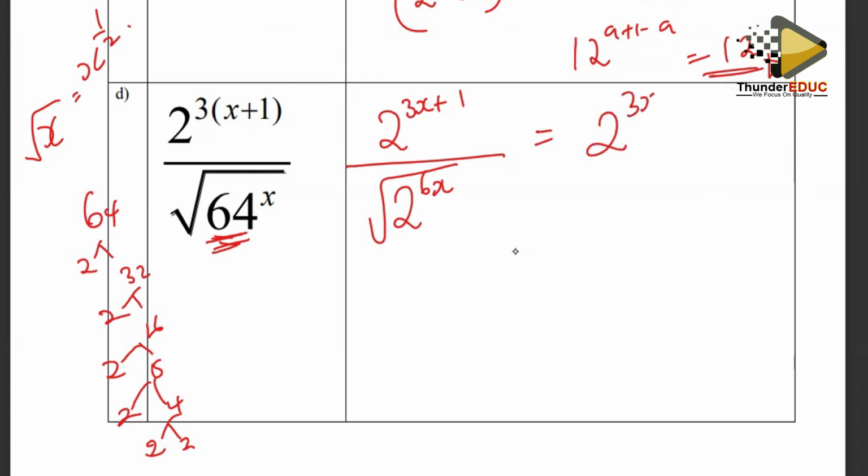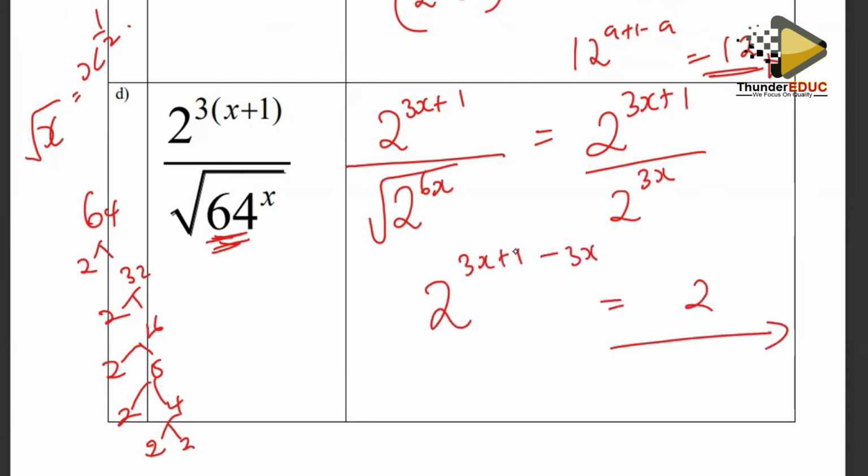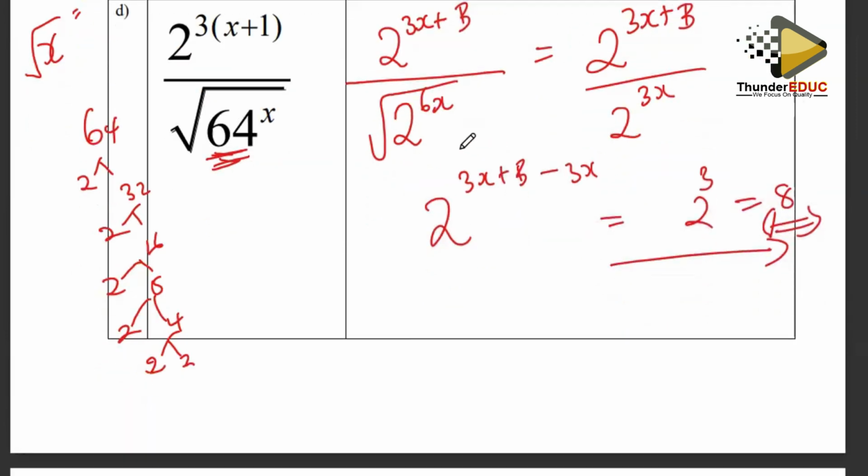So 2 to the 3x plus 1 over 2 to the 3x. You can do the subtraction, which is 3x plus 1 minus 3x. Our answer becomes just a plain 2. Why is it a plain 2? No, this is a 3, not a 1. 2 to the 3, which is 8. All right, so that is how we go about that, okay? Don't make the same mistake that I made of opening the brackets.